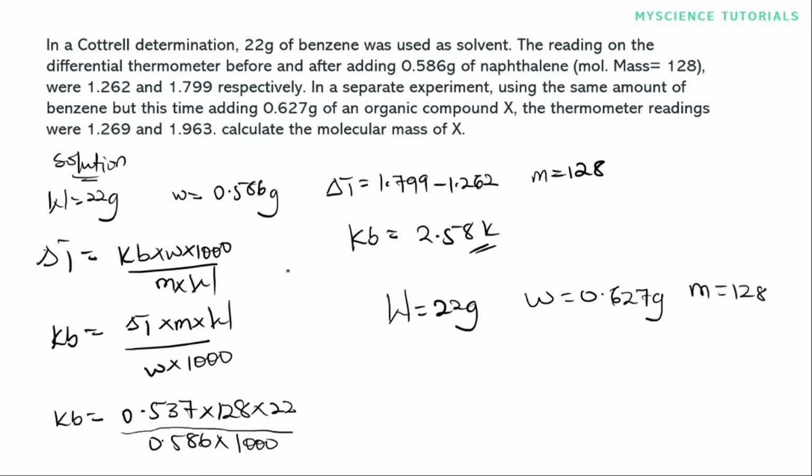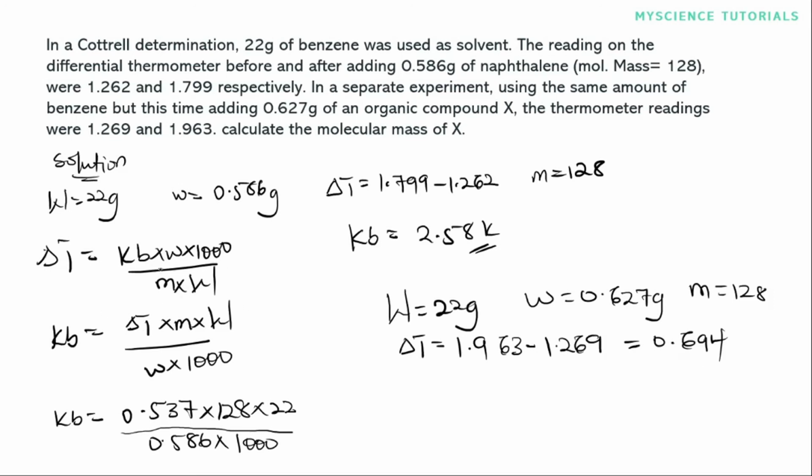The thermometer readings were this. So our delta T will be the bigger one, which is 1.963, minus 1.269. If we do that subtraction, we are going to get 0.694.